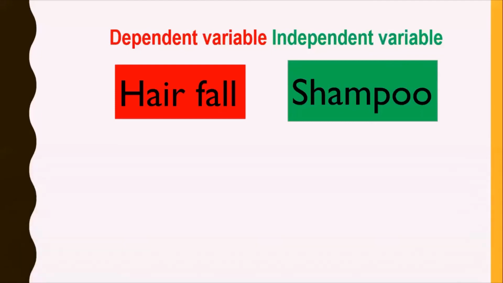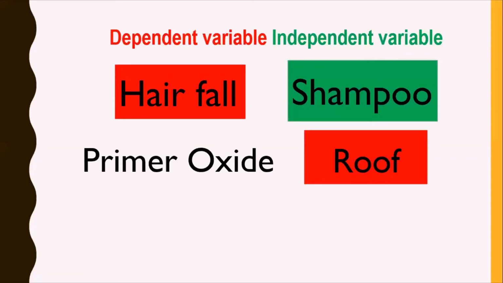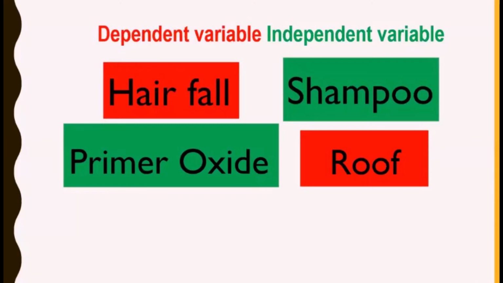Let's have question number 2. Which of these is the dependent variable? Is it primer oxide or the roof? 3, 2, 1. You're right. Roof is the dependent variable and the primer oxide is the independent variable. Okay, let me explain this to you very quickly. Roof health depends on the application and the quality of primer oxide. A roof that is painted with primer oxide protects itself from corrosion or rusting.